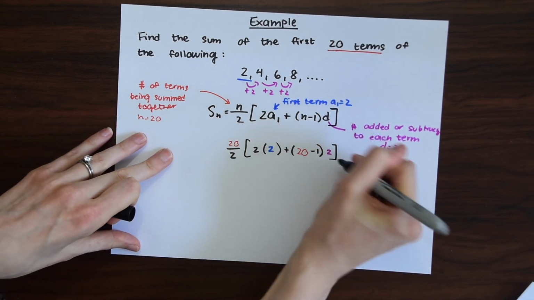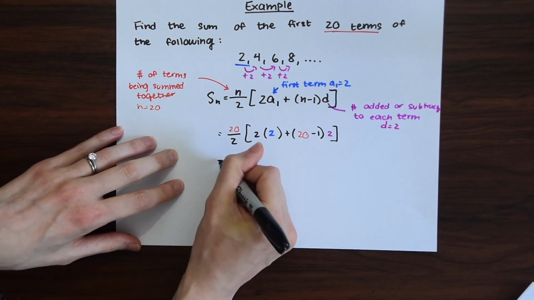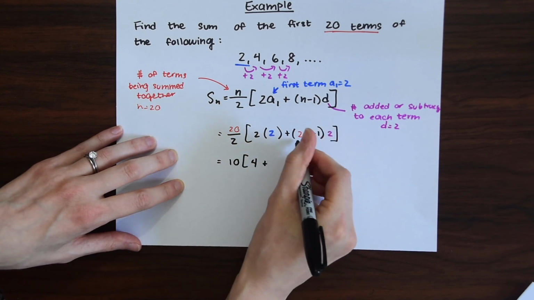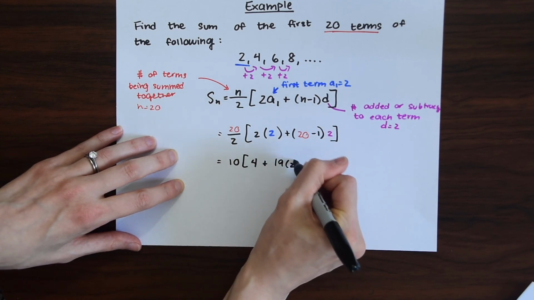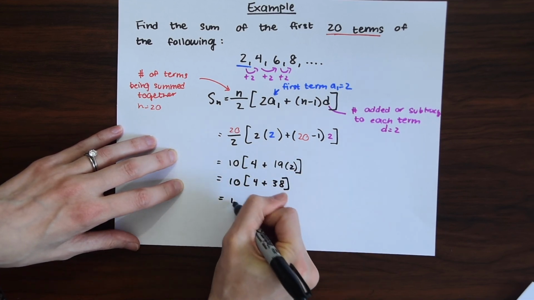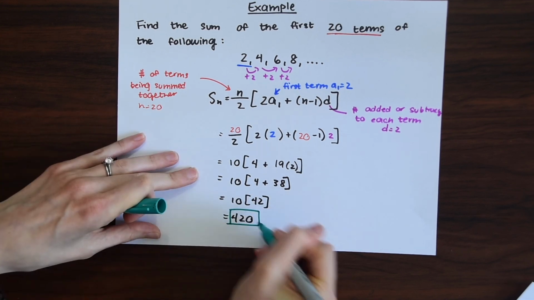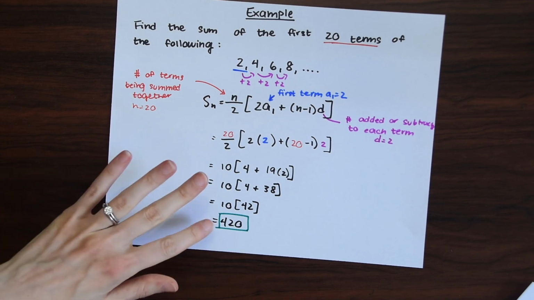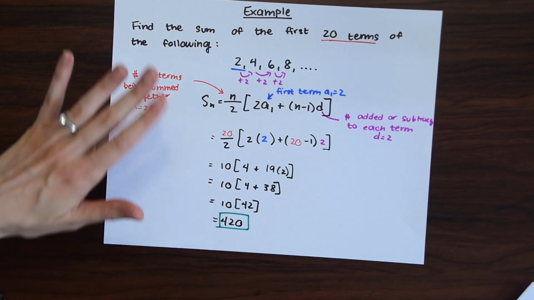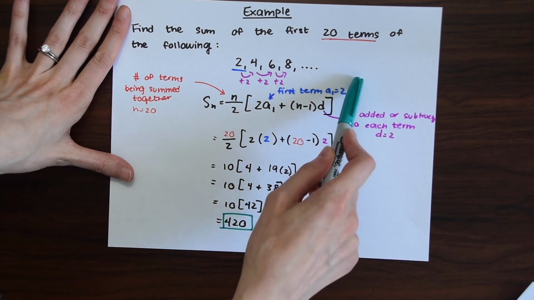Now that we have all the different values of our formula, we can just calculate this and put this together. So 20 divided by 2 gives us 10. 2 times 2 is 4. 20 minus 1 is 19 times 2. And we get an answer of 420. So remember, just for a little reminder about what this number represents. 420 is what we would get if we were to add the numbers in the sequence 2, 4, 6, 8, all the way up to the first 20 terms.